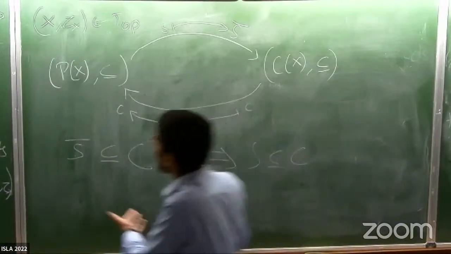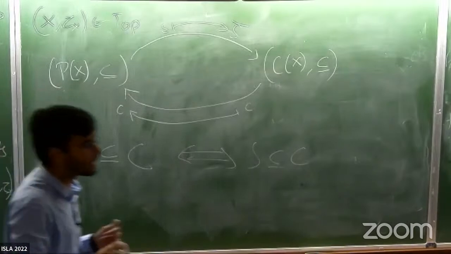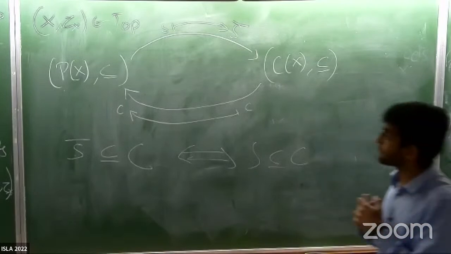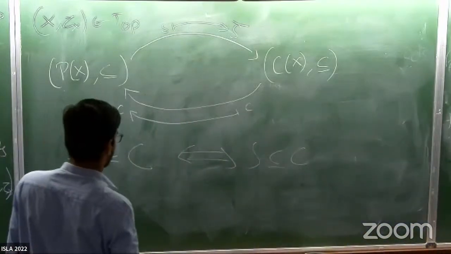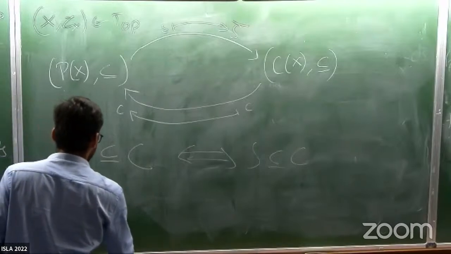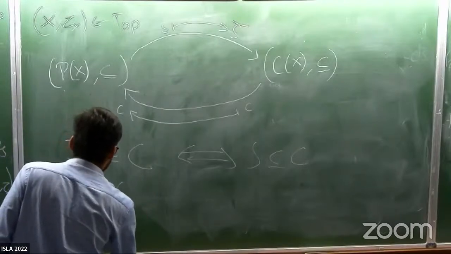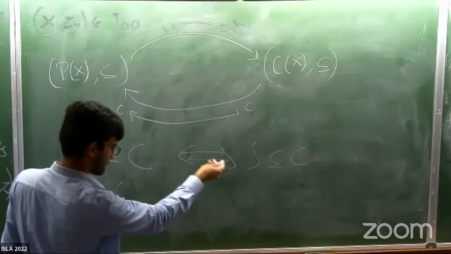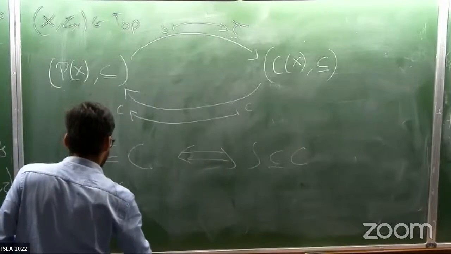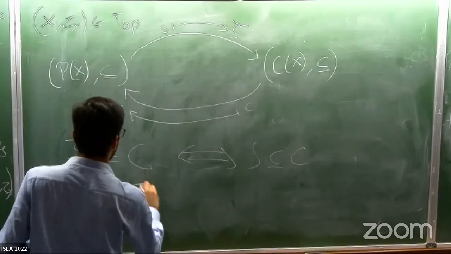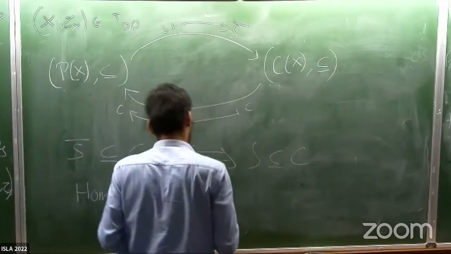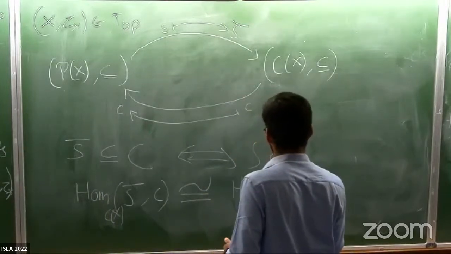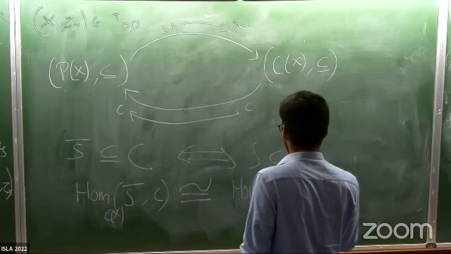Also remember that a poset is a very special category. Between any two objects in a poset, there can be at most one arrow when you treat the poset as a category. So what does this tell you? This tells you exactly this: that Hom in P_X from S bar to C is naturally isomorphic to Hom in P_X from S to C.